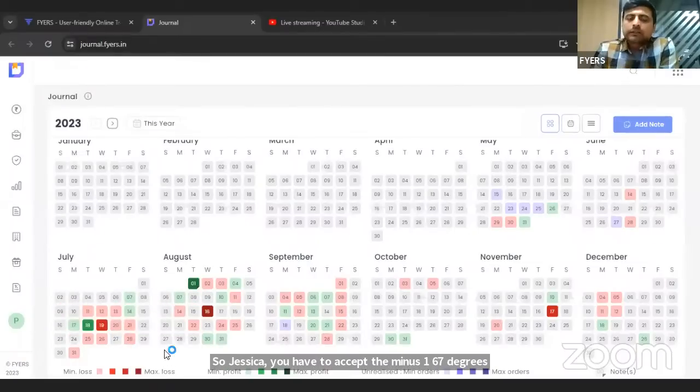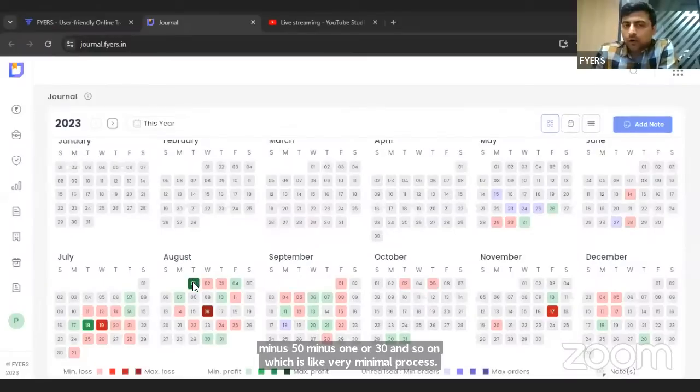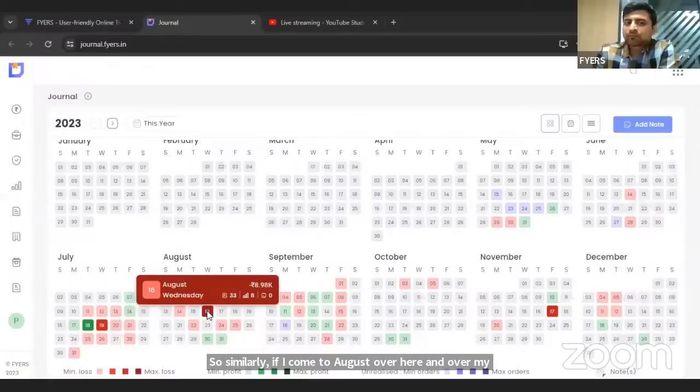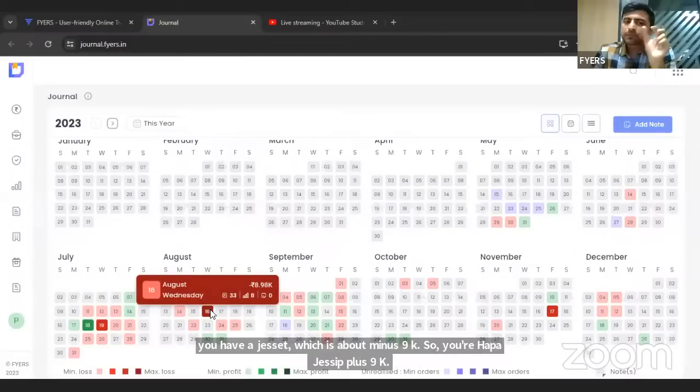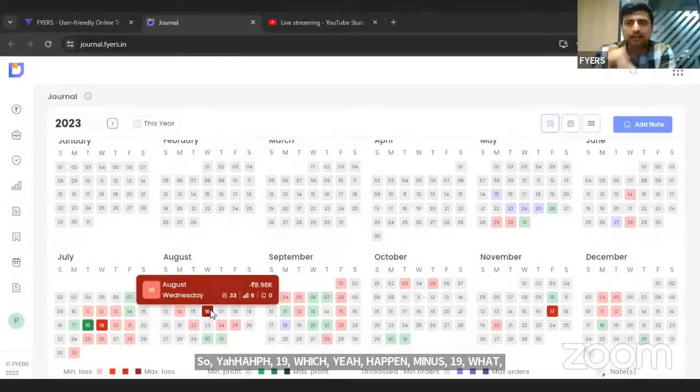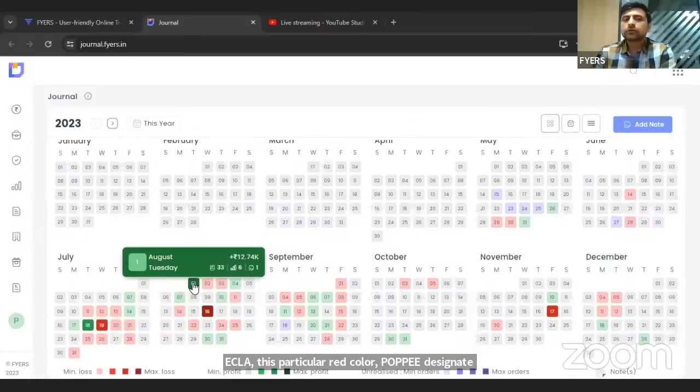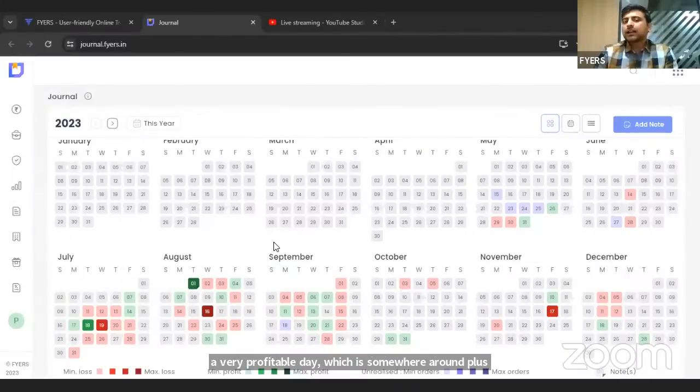very minimal losses. So similarly, if I come to August over here and hover my mouse around, for example, let us say I hover my mouse around 16th, that is August on Wednesday. So यहाँ पे, as you can see, the losses are significantly high, which is marked in red, which is about -9k. So यहाँ पे जैसे +9k हुआ था, यहाँ पे -9k का हो रहा है, इसीलिए इस पर्टिकुलर रेड कलर को उस पे डेसिग्नेट किया गया है as the highest dark green. Now, if I hover over my mouse to first, you can see here that this is a very dark green, which means that it was a very profitable day, which is somewhere around plus 12,700. So this is how the journal has been designed.